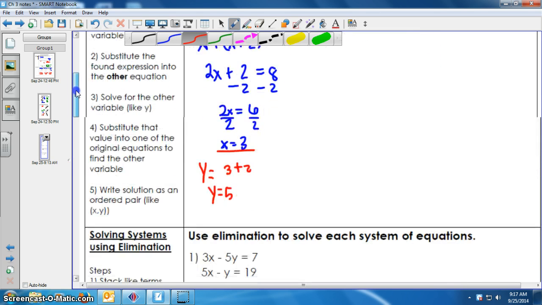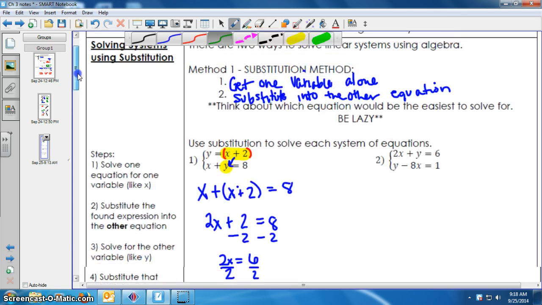And we write our final solution, because we have an x and we have a y, as an ordered pair. So 3 is my x and 5 is my y. So my final answer for that system is (3, 5). All right, if you want to try the next one on your own, remember you're going to get the y by itself or the x by itself, whichever is easiest, and then substitute that value into the other equation. If you want to pause and try one on your own, that's great. If you want to just watch me do it, you can do that as well.